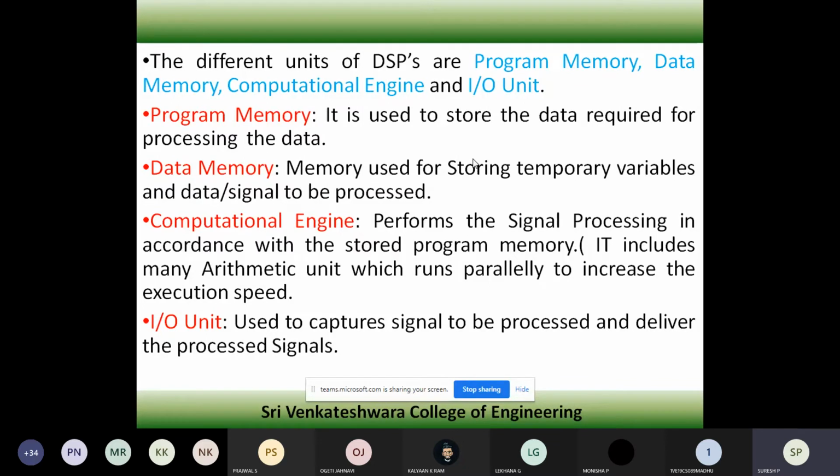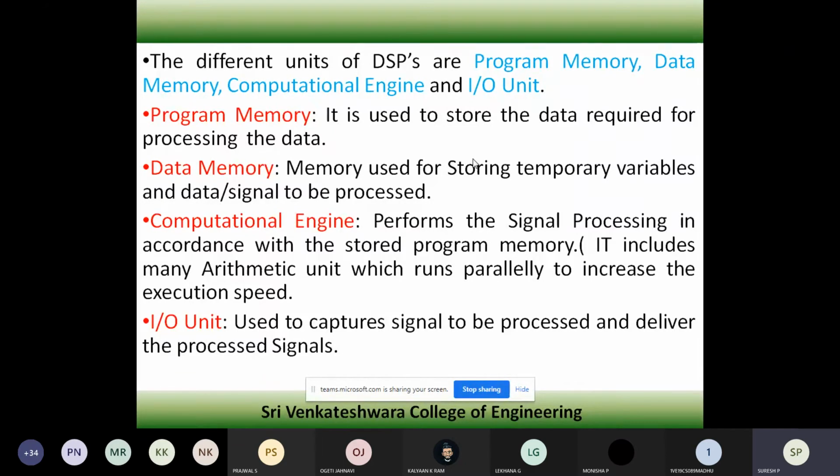The computational engine performs the signal processing in accordance with the stored program memory. In the program memory, I have stored the operations to be performed. Those instructions are stored in your program memory. Depending upon them, your signal processing unit or computational engine performs those particular actions. It may include an arithmetic unit which runs in parallel to increase the execution speed.